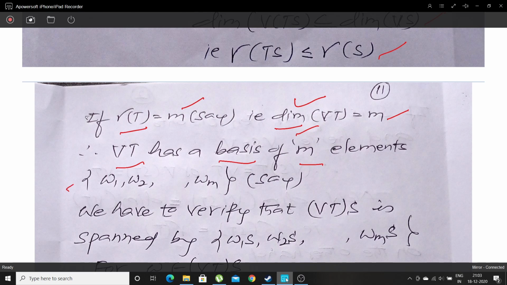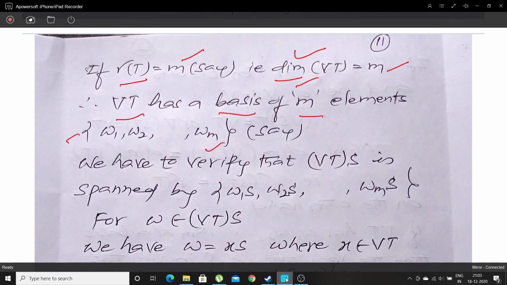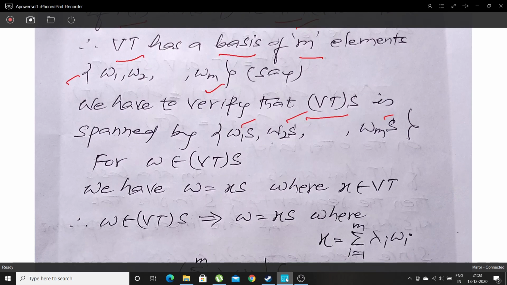Let me take a set containing M elements, say W1, W2 and so on, Wm. We have to verify that VT of S is spanned by a set containing the vectors W1S, W2S, ..., WmS. Let me continue.